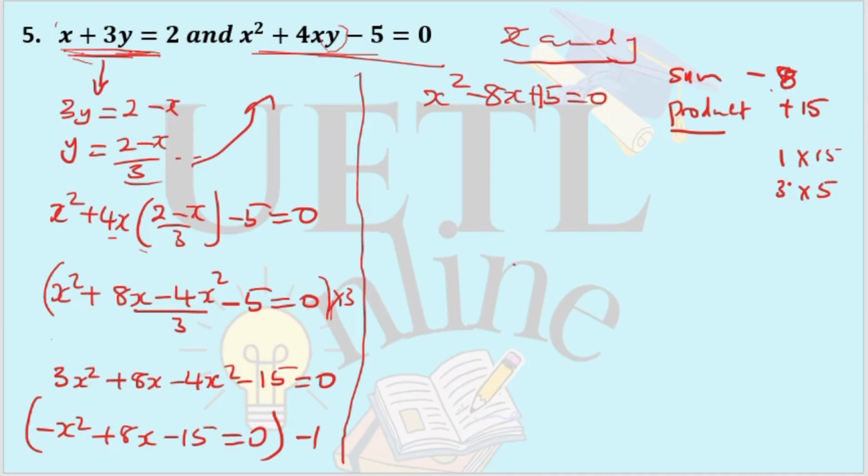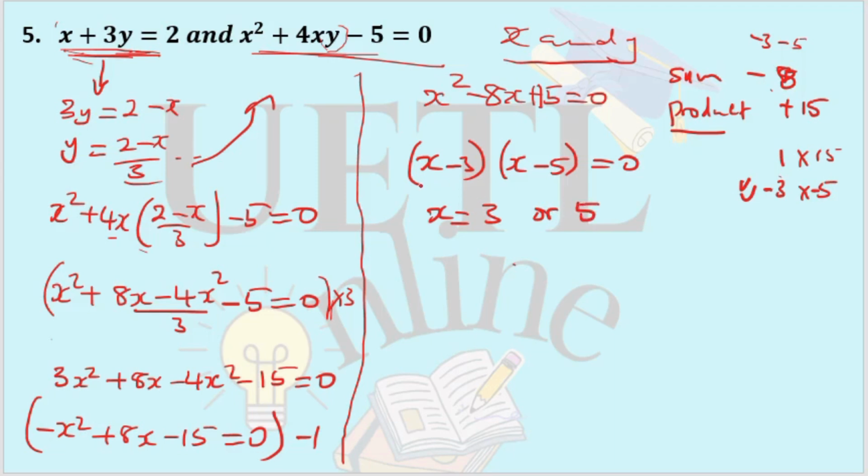If you can see, 3 times 5 is the only way we can get -8, but we have to add minus here and minus here. So our sum is -3 minus 5. Now we say x minus 3 in one bracket and x minus 5 in another bracket equals 0. Solving this, we get x equals 3 or 5. We just say x minus 3 equals 0 or x minus 5 equals 0. So this will be our answer for x.